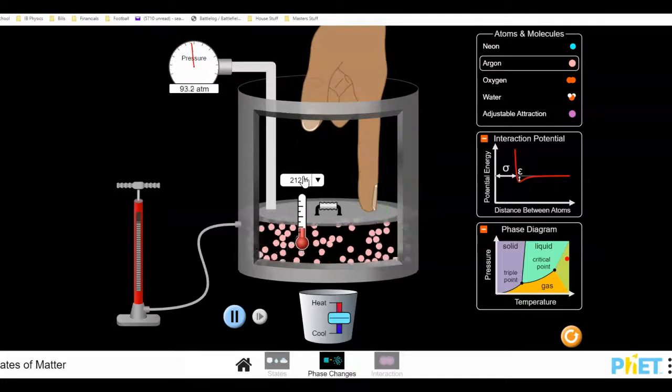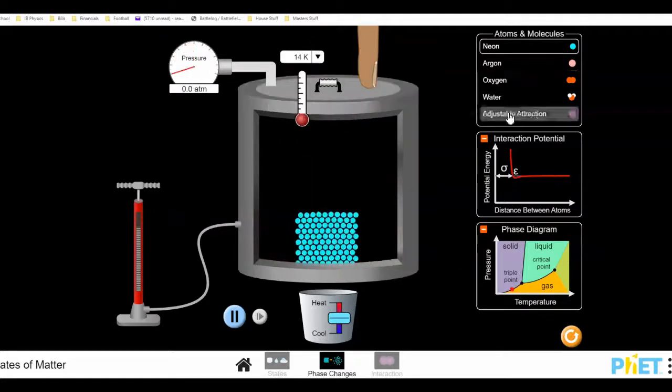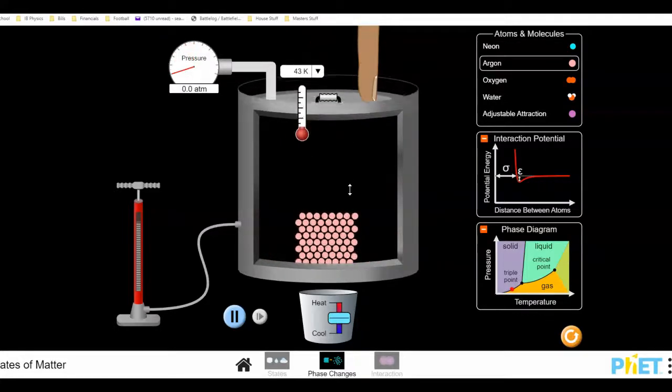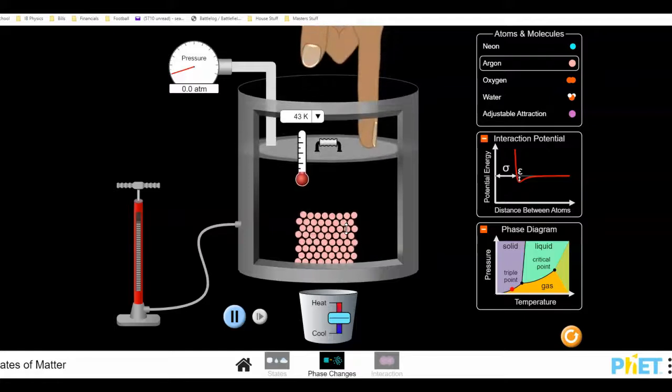Not only that, but the temperature went up as well. Let's see that one more time. Pay attention to the temperature as I compress this gas.